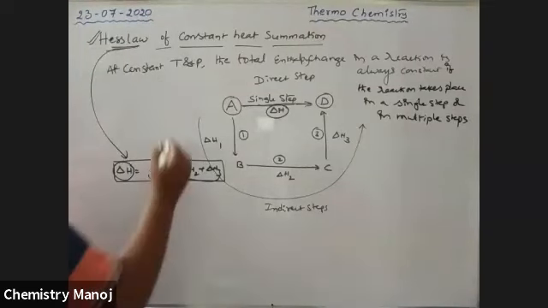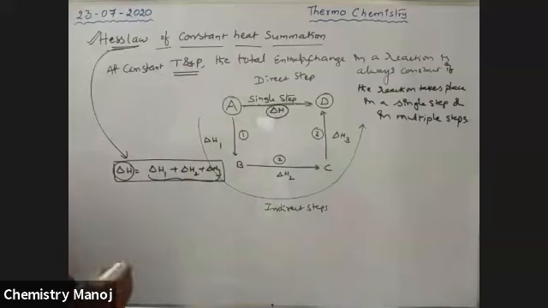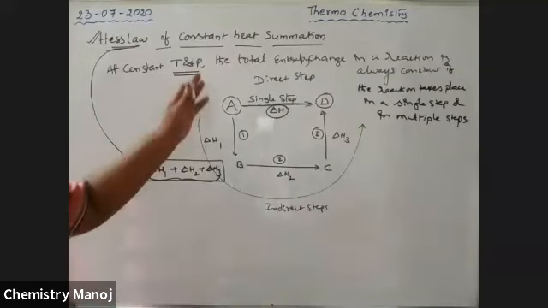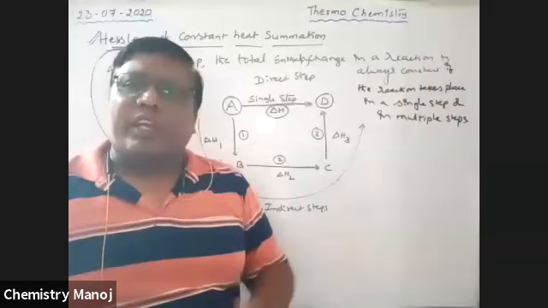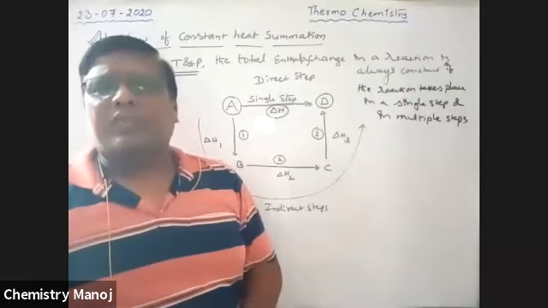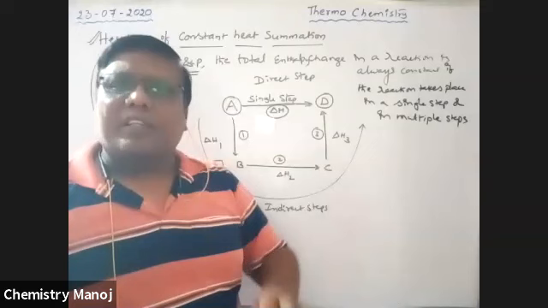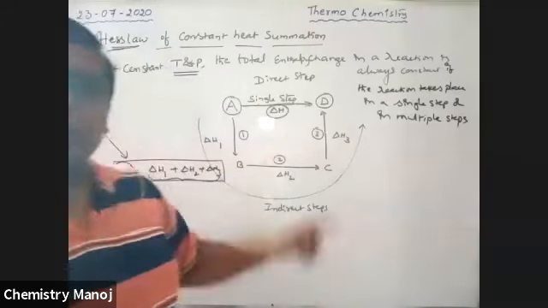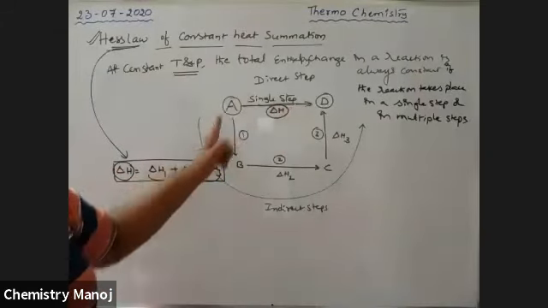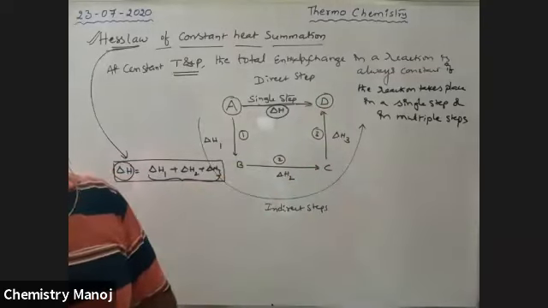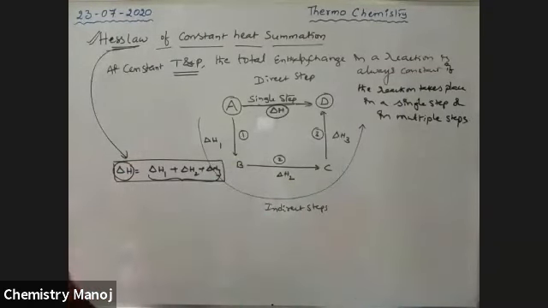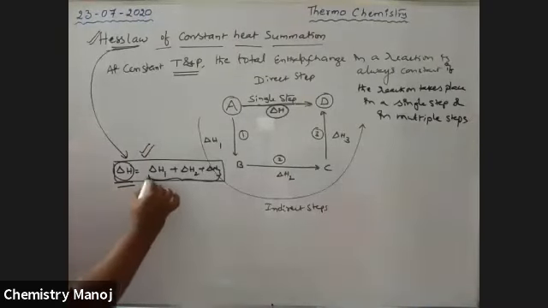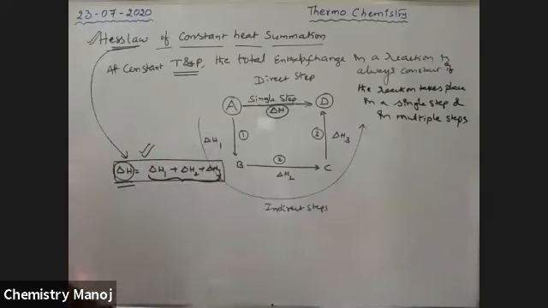This takes place at constant temperature and pressure. At constant temperature and pressure, the total enthalpy change in the reaction is always constant if the reaction is carried out in a single step or in multiple steps. The meaning is the same. Therefore, the direct step change in enthalpy is equal to the sum of the multiple steps change in enthalpy, according to Hess law.